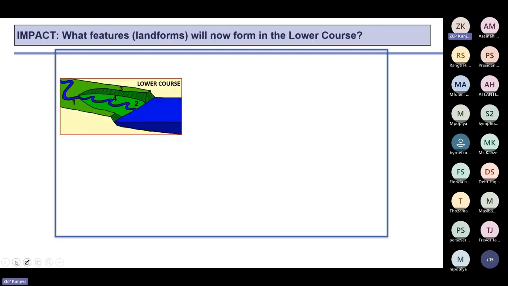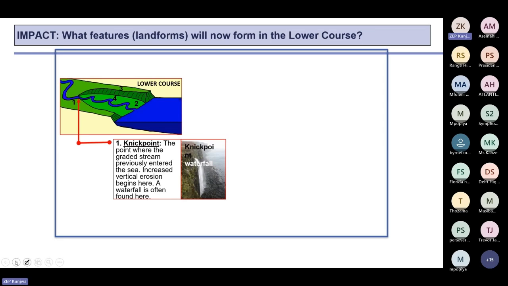Let us look at the features or the landforms which are found in the lower course, the impact of that rejuvenation there. Now, the first one, we're going to have a neck point. You see the neck point there? It's becoming what? A waterfall. Can you see it? It's becoming a very beautiful waterfall there. That is the neck point.